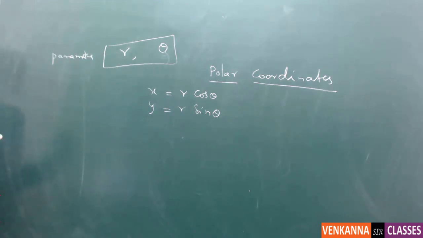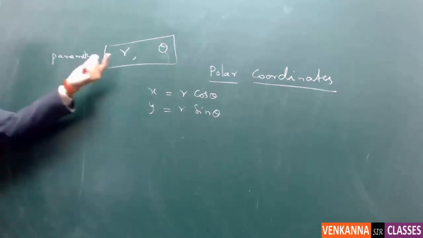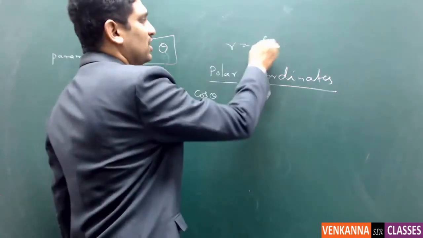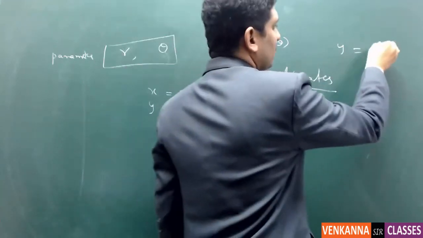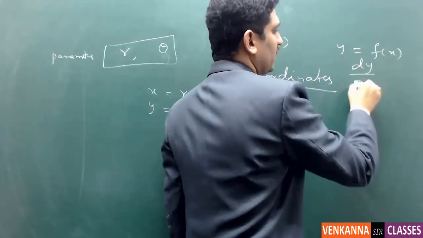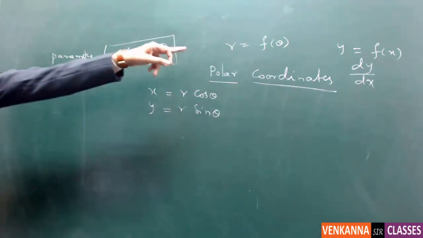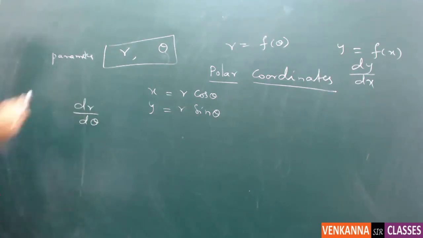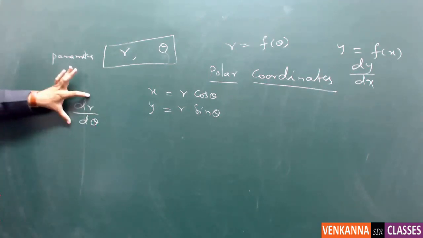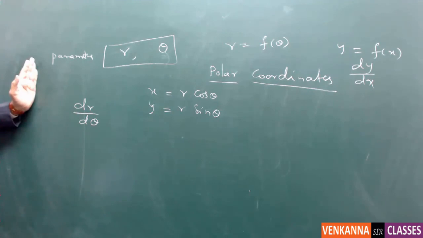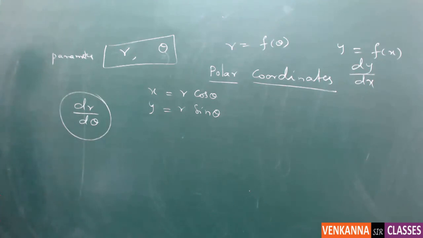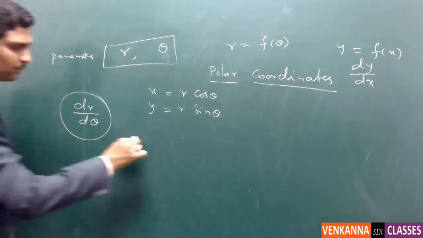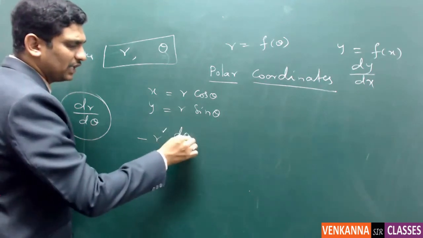So what happens? Usually we have to differentiate. Here we need to understand that r is a function of theta. As we know, y is a function of x, we do dy by dx. So here r is a function of theta, so we have to differentiate dr by d theta. In order to find the corresponding orthogonal trajectory, after eliminating the parameter, we have to replace the differential dr by d theta with minus r square into d theta by dr.